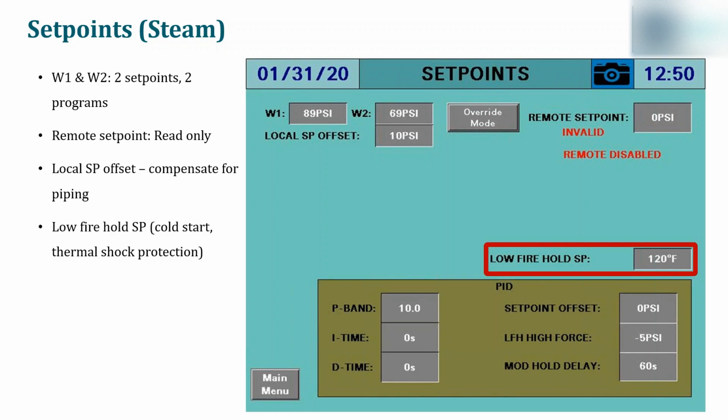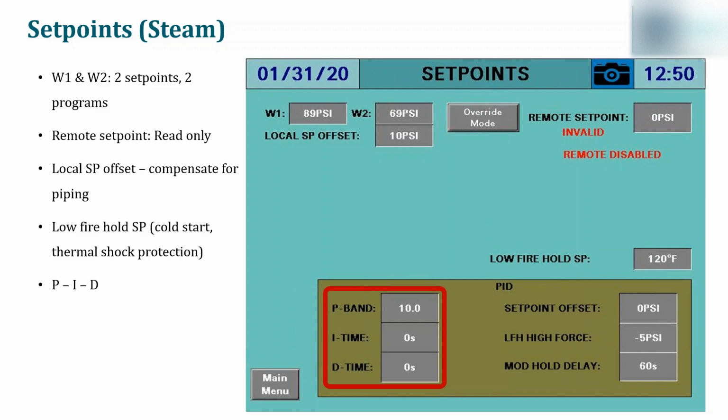The low fire hold set point is down here on the bottom right. And again, this is the same thing as cold start or thermal shock protection. Essentially what it says is when I turn a boiler on, if the temperature of that boiler is below this set point, hold the boiler in low fire until it reaches this value. So if it's below 120 degrees, it's just going to hold that boiler at low fire and not let it modulate until it gets above 120 degrees Fahrenheit. And we do this in order to prevent any thermal shock from occurring inside of the boiler and damaging the boiler.